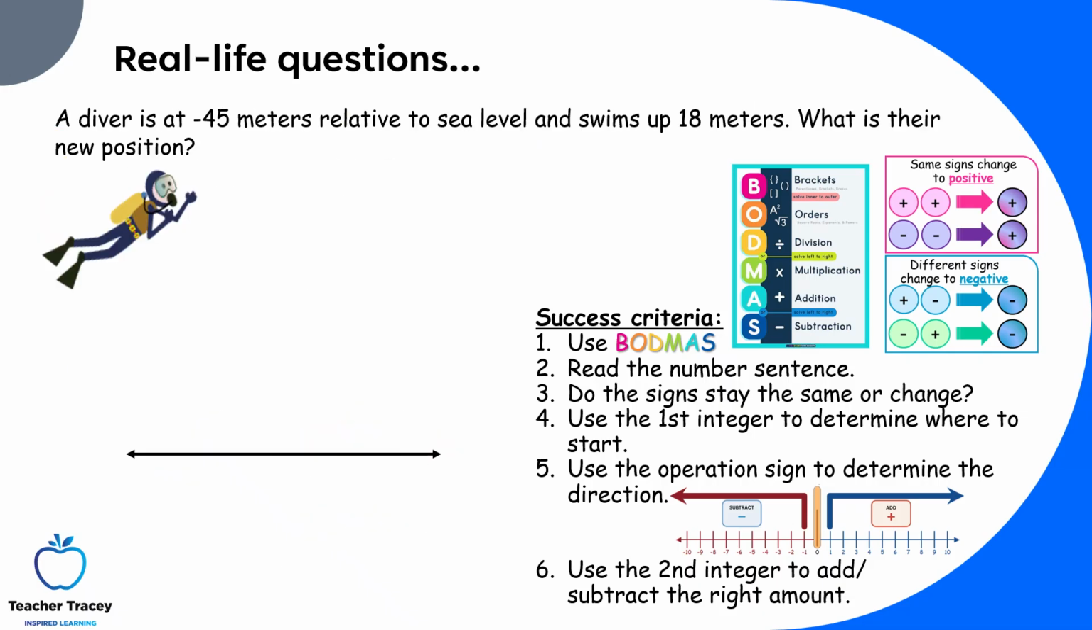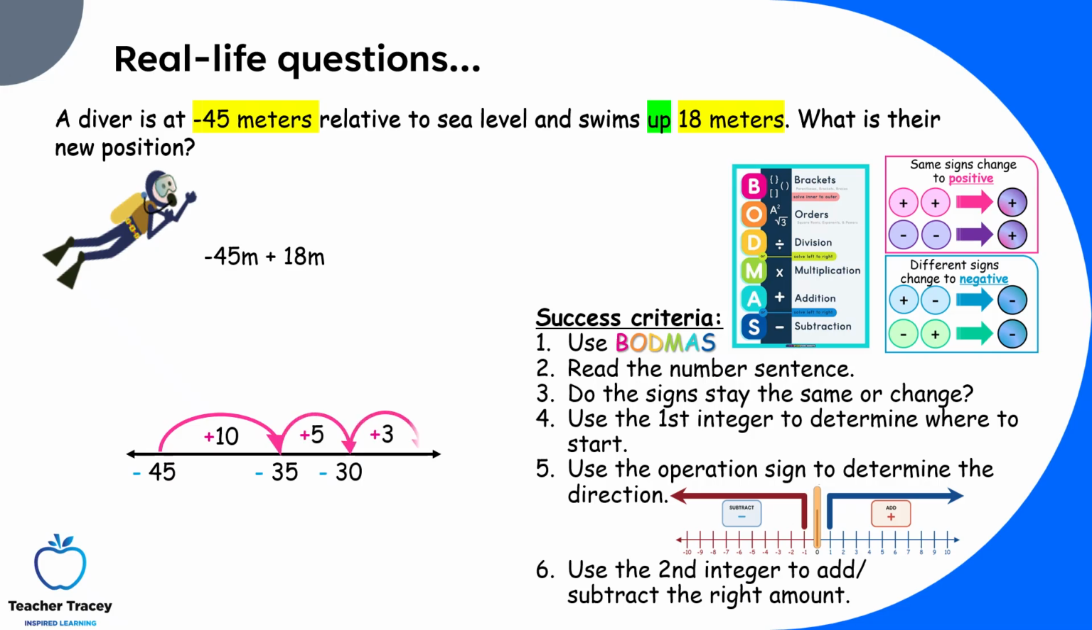Let's try a diving question. A diver is at -45 meters relative to sea level and swims up 18 meters. What is their new position? So the important information is highlighted to create the number sentence, which is -45 plus 18 meters. Then we'll place -45 on the number line and hop by 10 and 8. I've broken it up into chunks to make it easier, and the answer is -27.